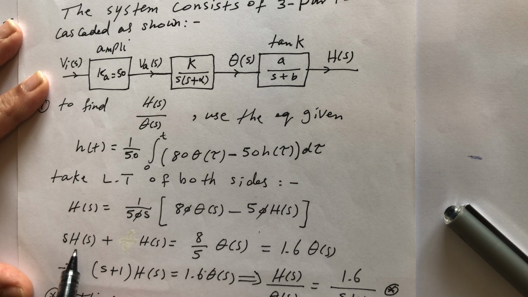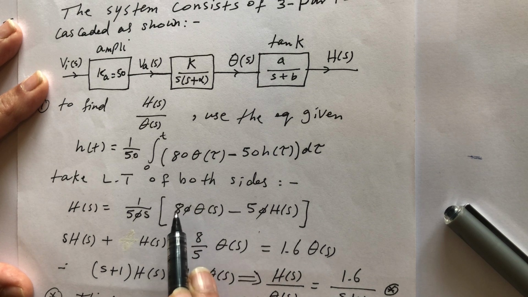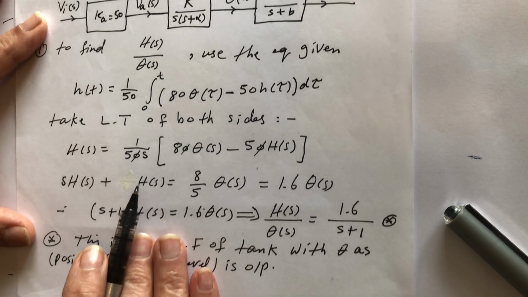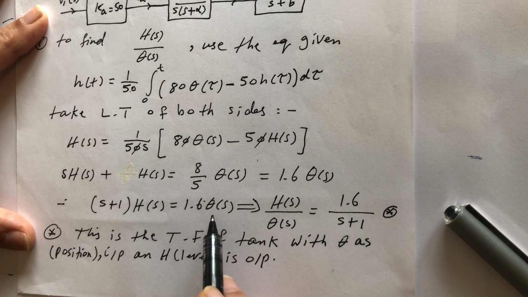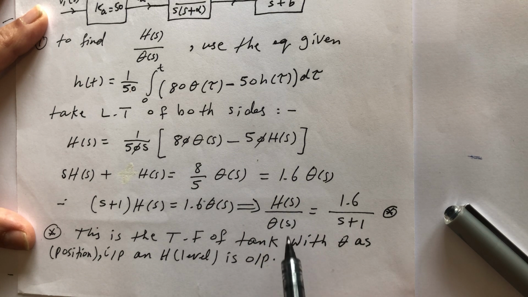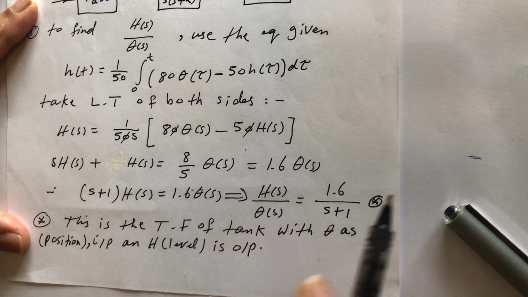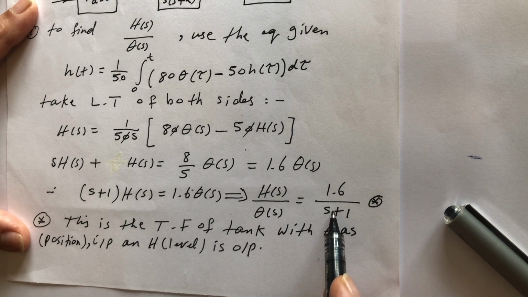So I'll have s H of s, and I transfer H after I take the 50 out of here and here, plus H of s equals 8 over 5 theta of s, and it's equal to 1.6 theta of s. So I have from here (s plus 1) H of s equals 1.6 theta of s, then H of s over theta of s equals 1.6 over s plus 1.